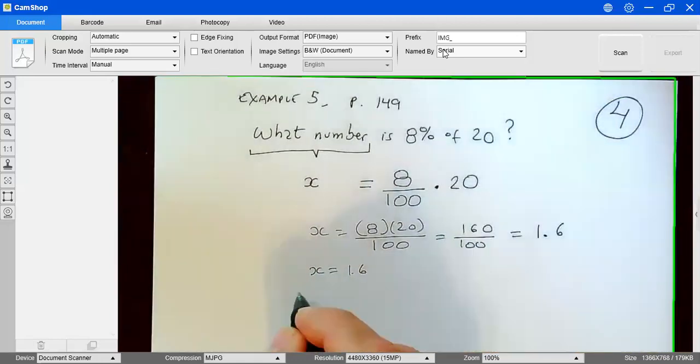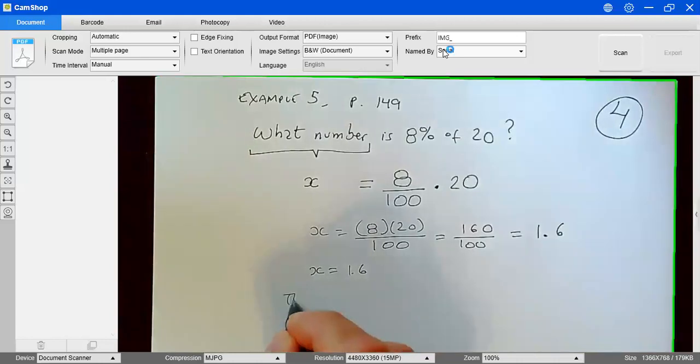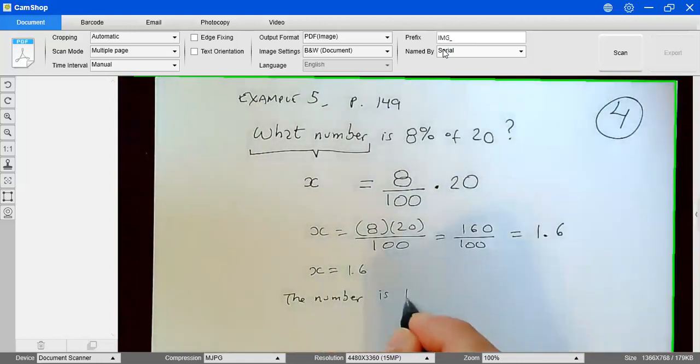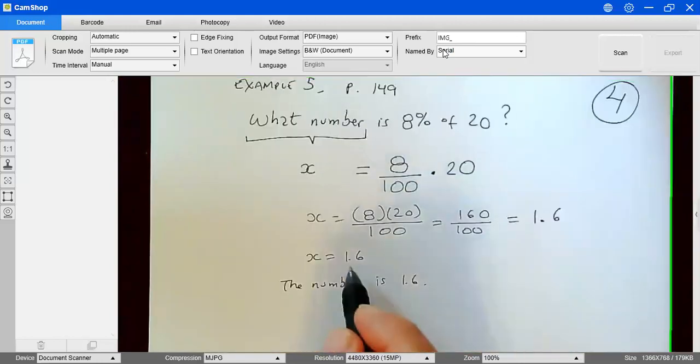So the number, so this is x, is 1.6. So I'm translating back to English. So the number is 1.6. And you can also write this: 1.6 is 8% of 20.